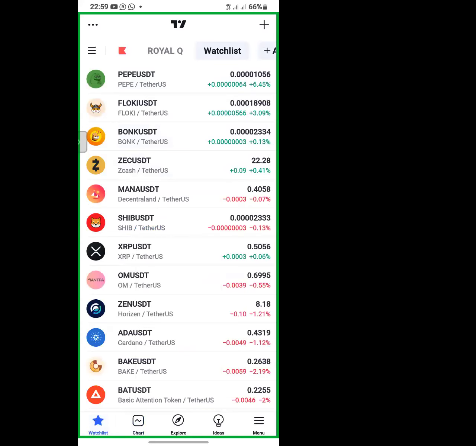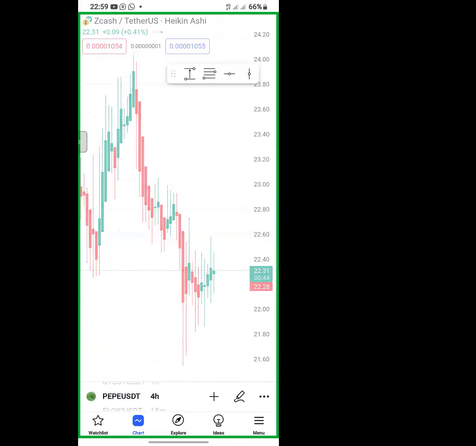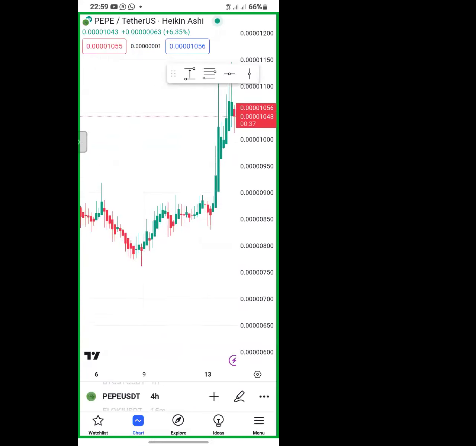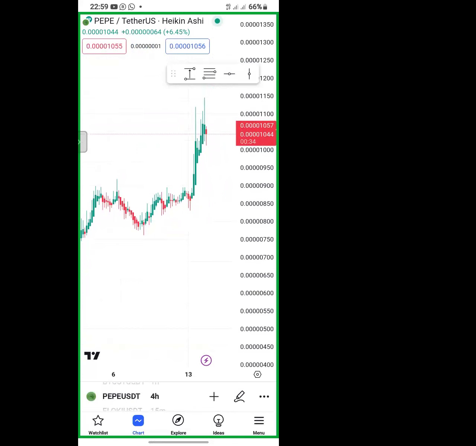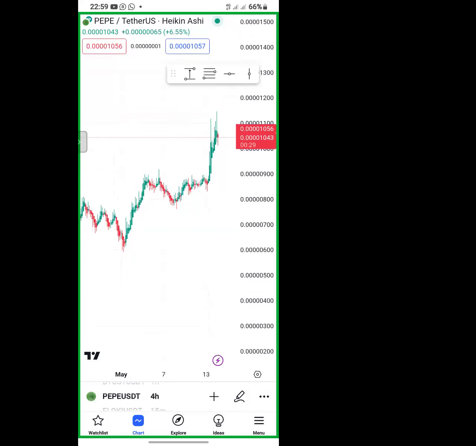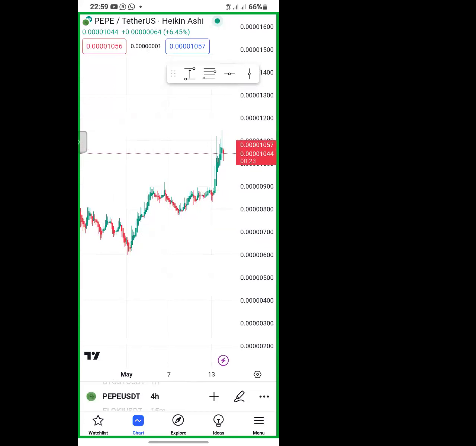So let's try to proceed. This is the chart, as I explained to you. You can see the trend of the market. This is Pepe. As I told you, you can see the candles, or we call them candlesticks. With the candlesticks, you can see the red color and the green color. The green color simply represents an upward market. Whenever you see a green candle, the market should be going up slightly.